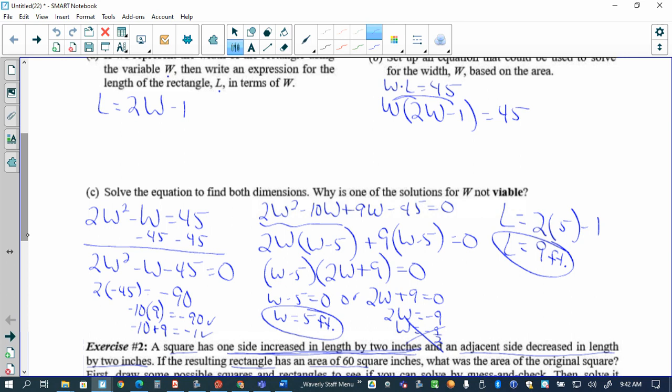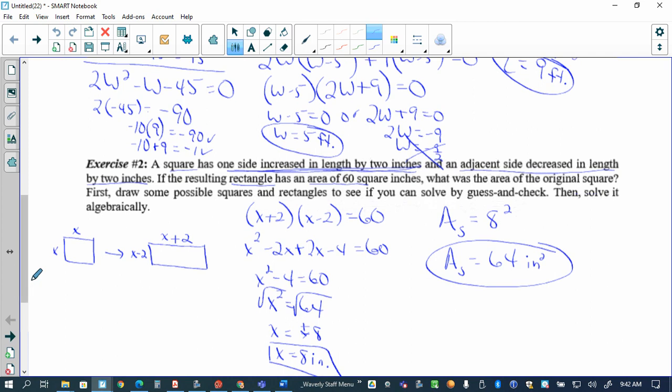Were we done? Because it said find the dimensions. What's the other dimension if you got W? L, okay? Down here, square. You know about squares, right? Somebody tell me what you know about a square. It's got 4 equal sides. All sides are equal, right? So if one side of a square is length X, what's the length of every other side? X. So the length and width of the square is what in what?